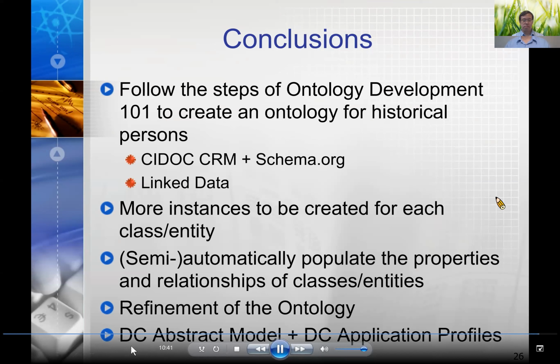In addition, because ontology development is an evolving process, we will keep refining our ontology. Last but not least, we will attempt to apply the DC abstract model and the DC application profiles in our case.